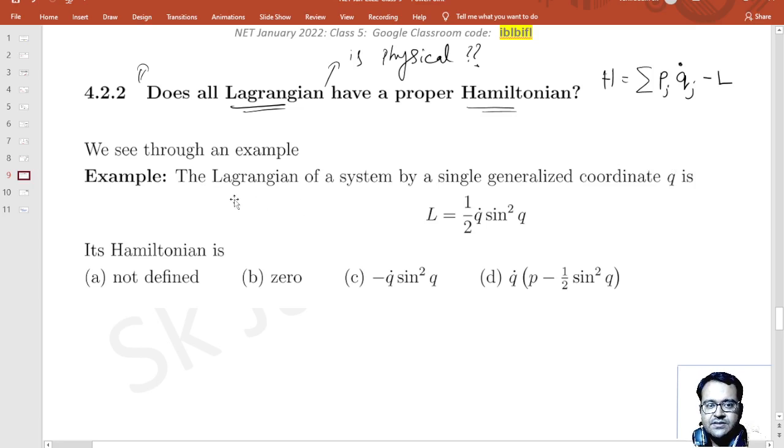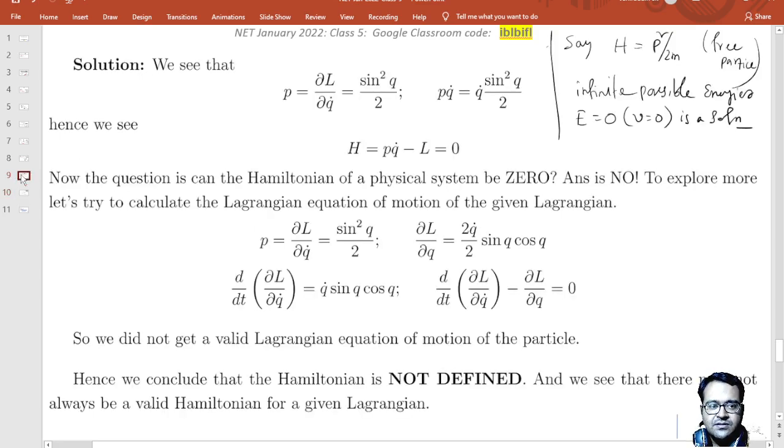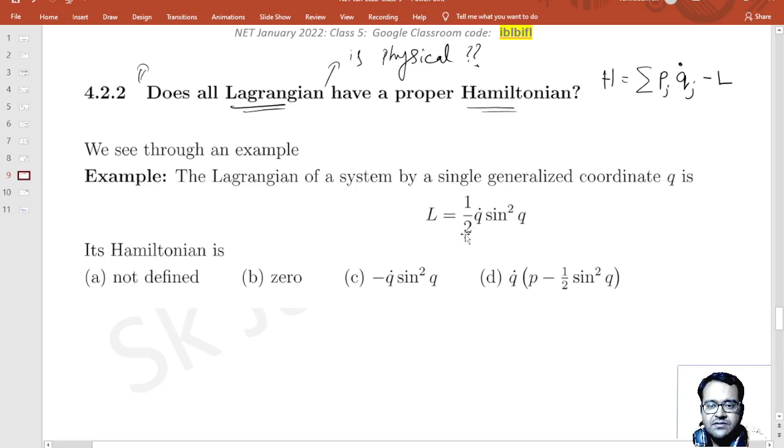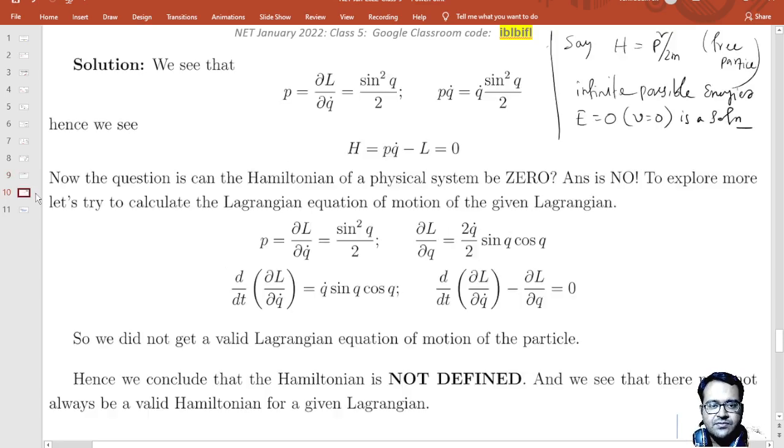Okay, let's see. You are given that the Lagrangian of a system with a single generalized coordinate q is L equals half of q dot sine square q. What will be its Hamiltonian? You calculate from this Lagrangian: p is del L del q dot, so that will be sine square q by 2. p q dot will be q dot sine square q by 2. Then your Hamiltonian will be 0.